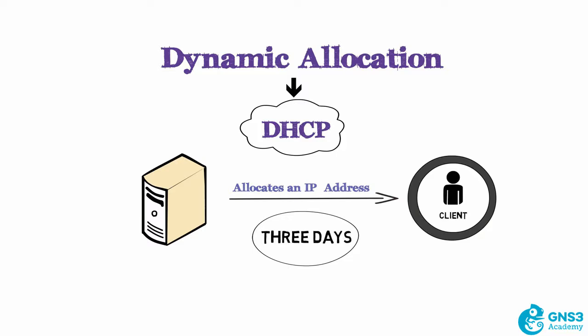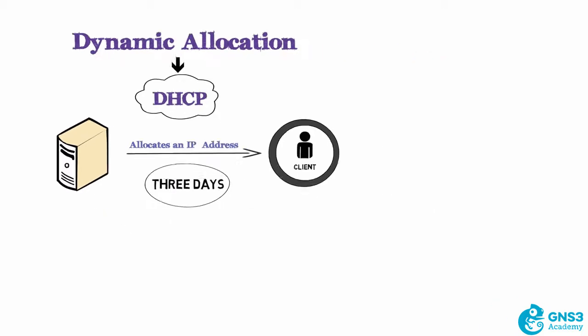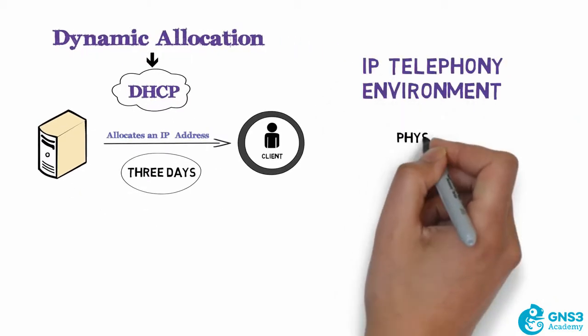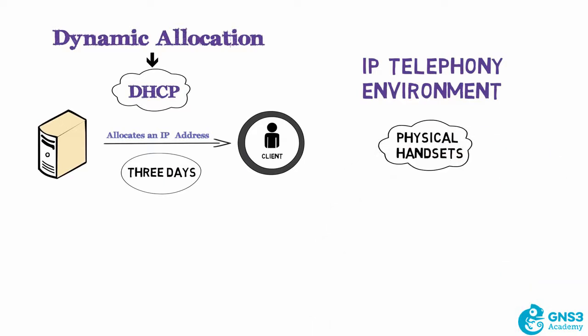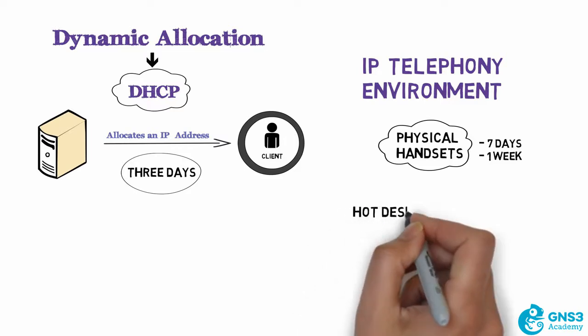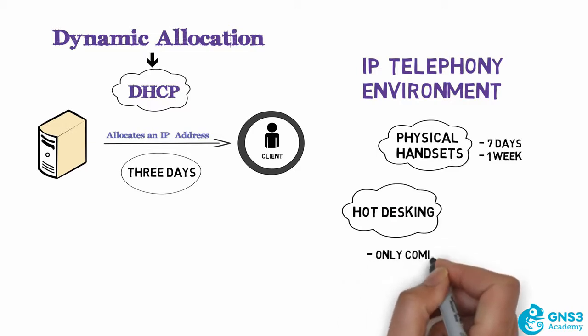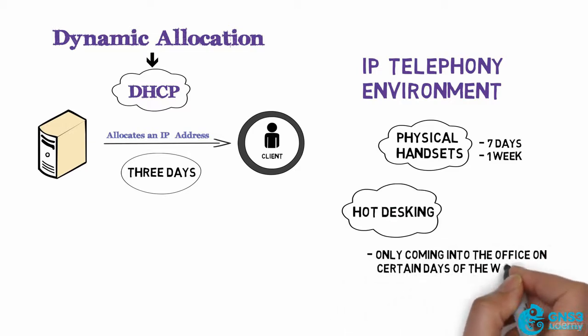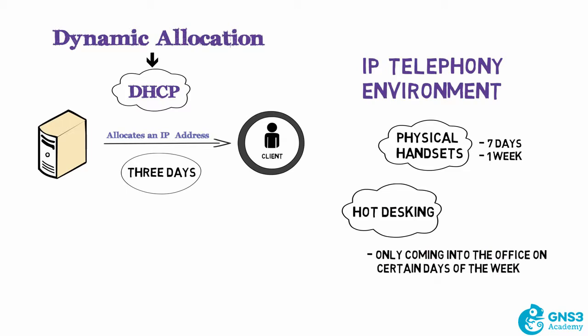Best practices for the lease period are very much dependent on customer requirements and the devices involved. In an IP telephony environment where you have physical handsets, the devices are generally static and do not move around, so a lease period of 7 days or 1 week is typical. However, where you have an environment where salespeople are using hot desking, in other words, only coming into the office on certain days of the week, and where they don't have a static desk allocated to them, but are sharing desks with other salespeople, you may decide to only allocate IP addresses for a lease period of 1 day.